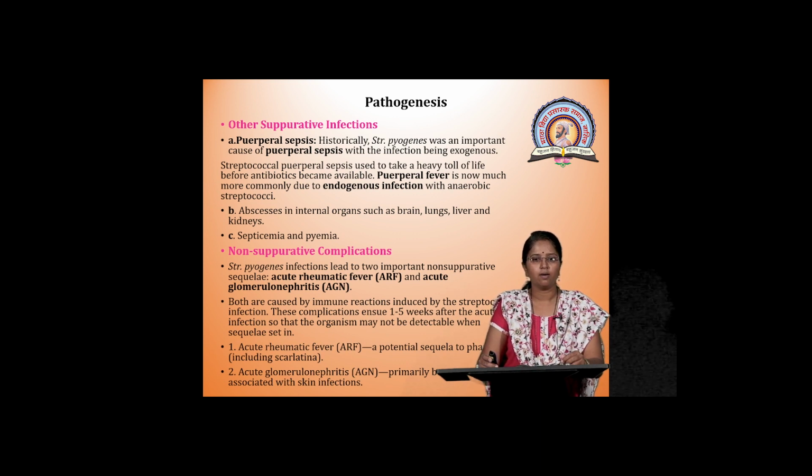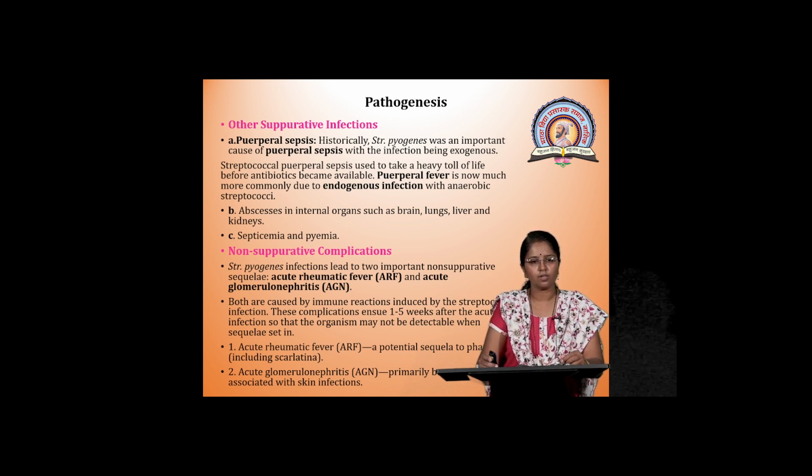Abscesses in internal organs such as brain, lungs, liver and kidneys were due to these streptococci in puerperal sepsis, and sometimes the patient will have septicemia and pyemia. The non-suppurative complications are those in which no pus formation occurs. These are acute rheumatic fever and acute glomerulonephritis.